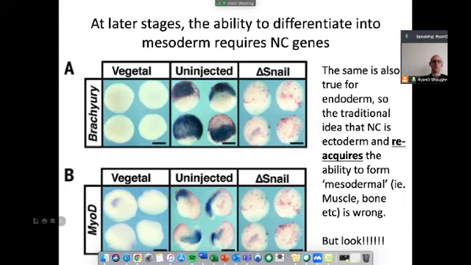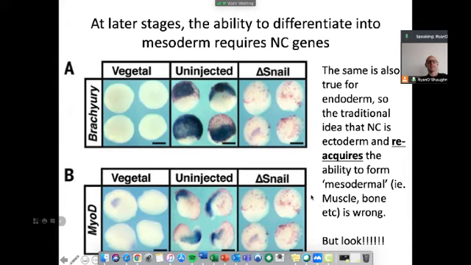It always has this ability to form mesoderm, and this holds true for more developed mesodermal tissue such as muscle. Remember, the transcription factor MyoD specifies muscle. We can see muscle expression in our Xenopus embryos, and in our delta snail embryos we don't see MyoD.